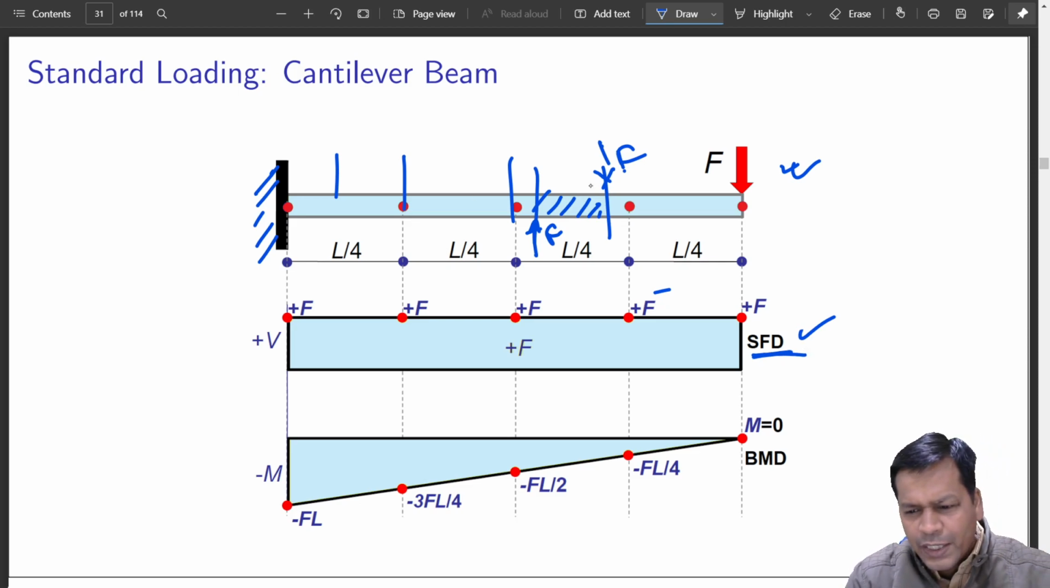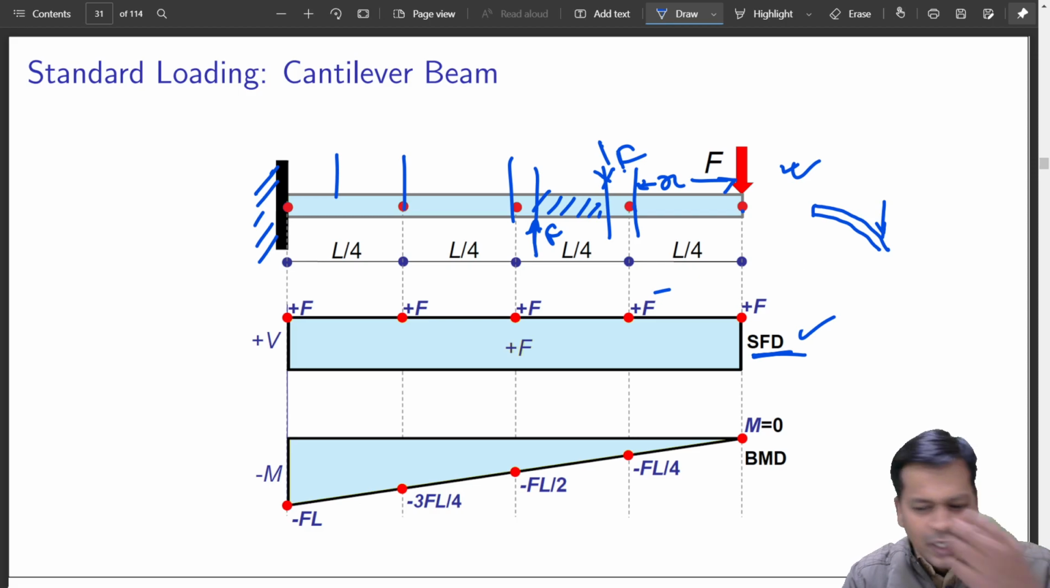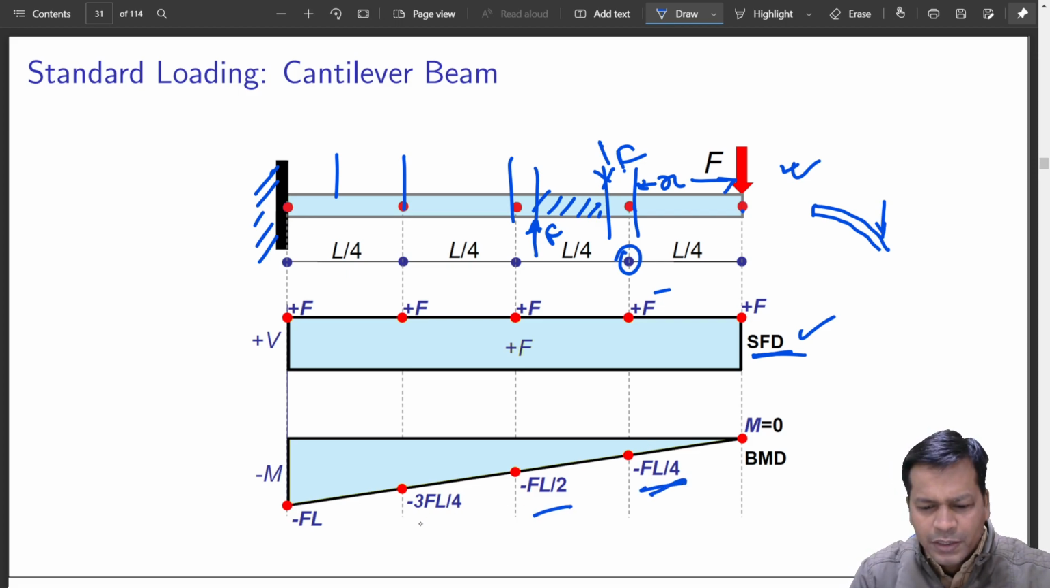Now if you take bending moment, it can be easily given as force into whatever is the distance. If it is a distance of x from this end, as this force is going downward, it is tending to make your beam something like this, that is convex upward. So it is negative. And how much is negative? If you take it at L by 4 distance, it should be equal to F into L by 4. Similarly at L by 2, at 3L by 4, at this point. So this is how it will vary.